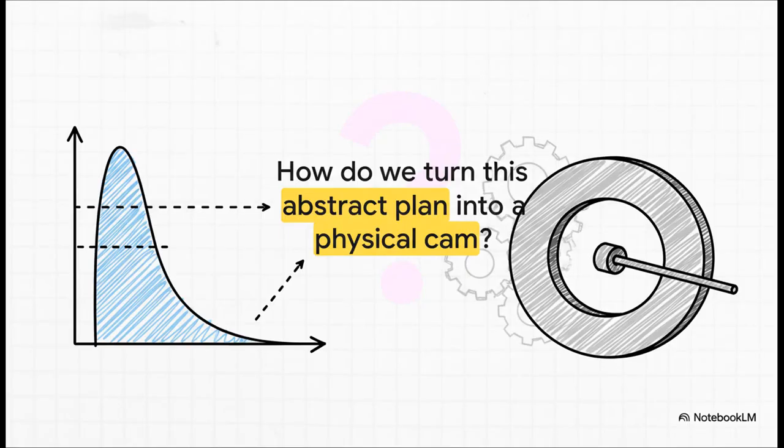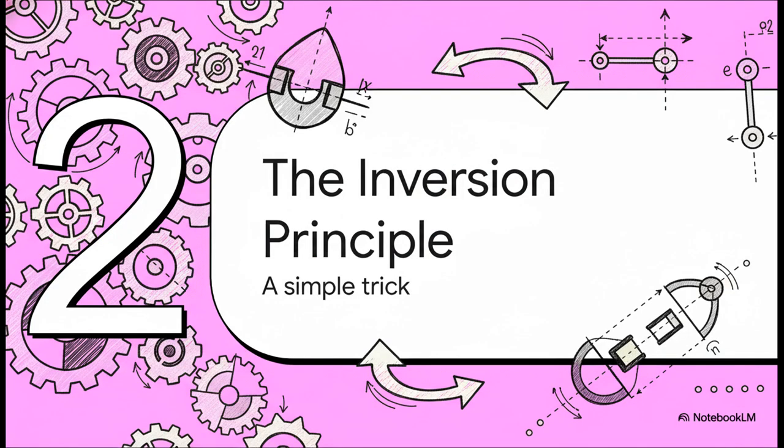But here's the million-dollar question, right? A graph isn't a piece of steel. A diagram can't push anything. So how do we actually translate this one-dimensional line on a page into a two-dimensional physical cam profile that can be manufactured and put into a machine? Well, to do this with a graphical approach, we use a fantastic little mental shortcut. It's a key idea in kinematics called kinematic inversion. And honestly, it turns a really complex problem into something surprisingly simple.